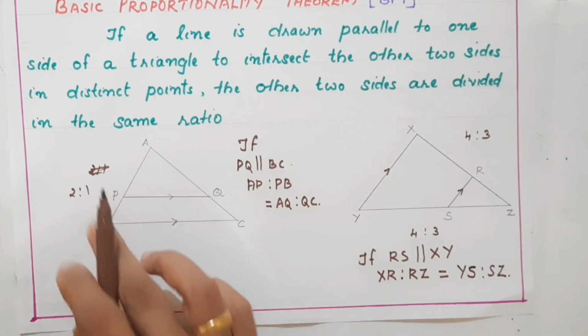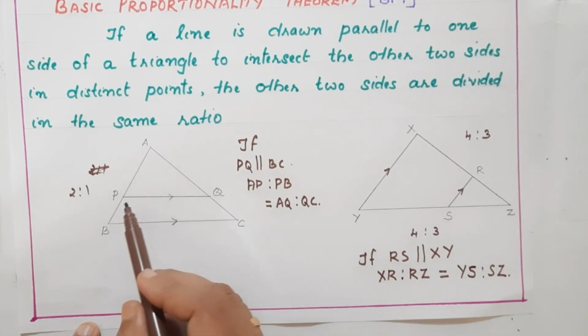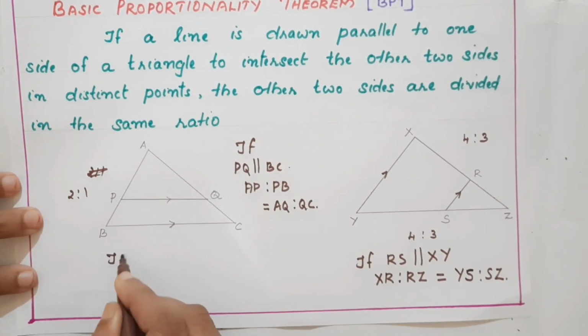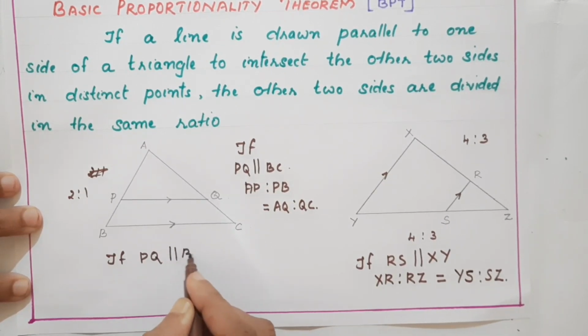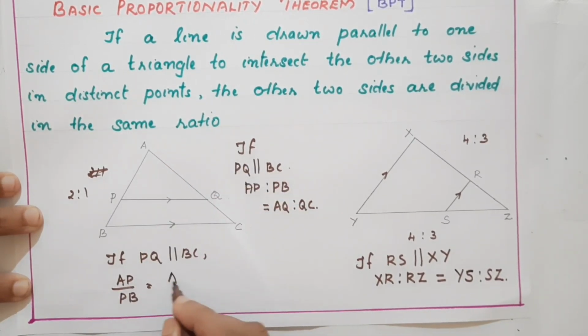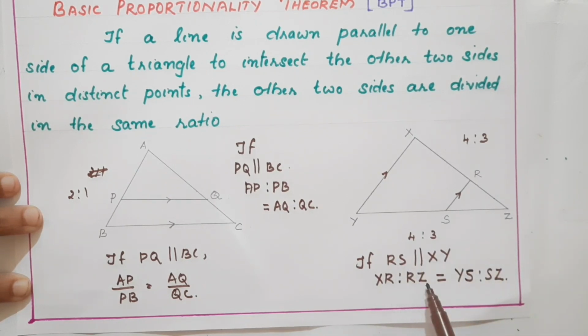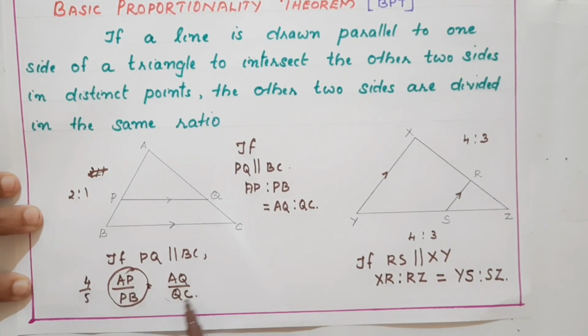Or we can say, a ratio can be written as a fraction, in rational form. If PQ is parallel to BC, we can say the ratio of this side AP by PB is equal to AQ by QC. So here also we can say XR by RZ is equal to YS by SZ. If this is 4/5, the ratio of this side also will be 4/5.